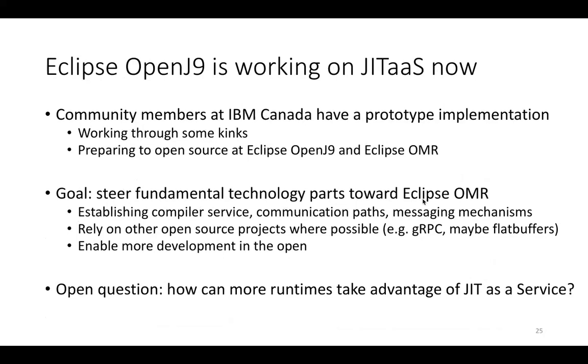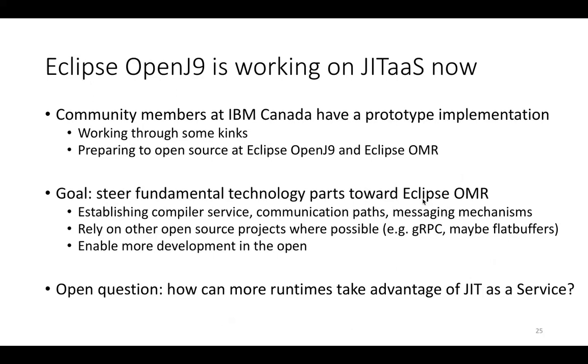The Eclipse OpenJ9 project, which is an open source Java virtual machine at the Eclipse Foundation, is currently working on JIT as a service right now. There are community members at IBM Canada that have a prototype implementation, currently working through some kinks in that prototype, and preparing to open source it in the next couple of months, hopefully. And that will be open sourced at both Eclipse OpenJ9 and at Eclipse OMR. Pieces of it will go to OMR.